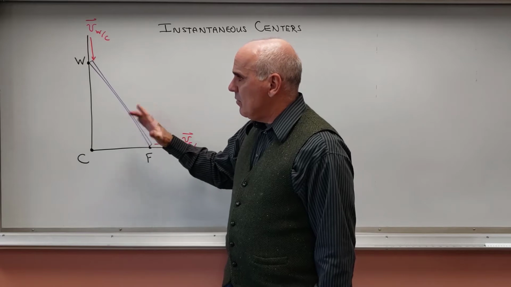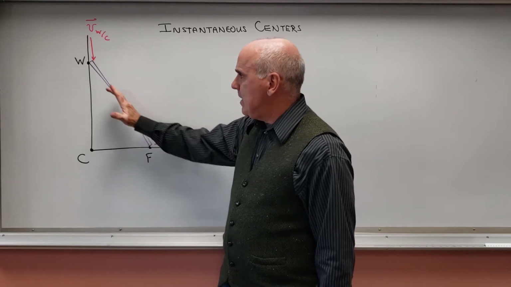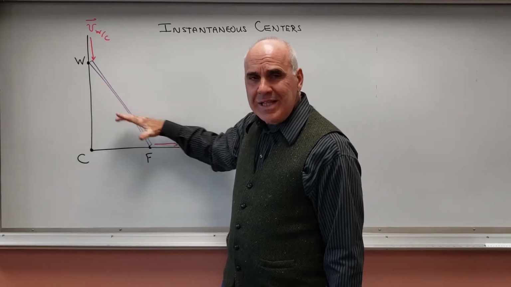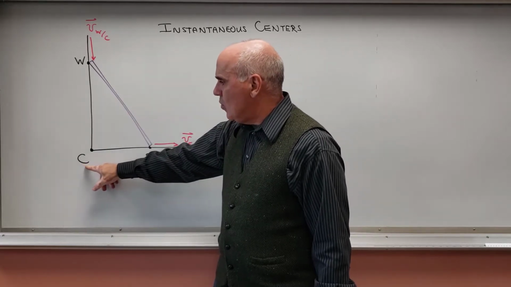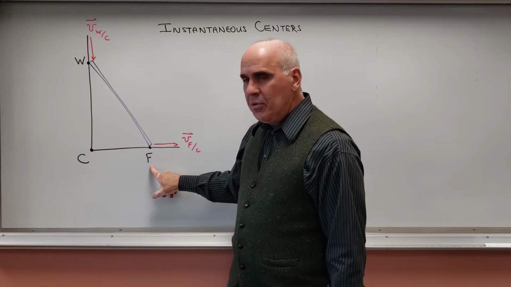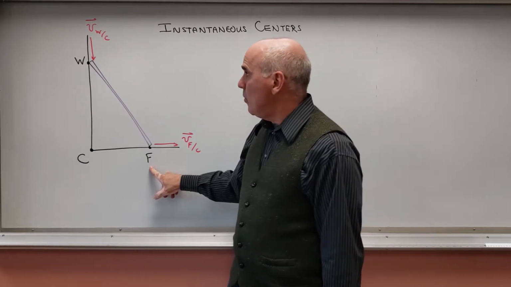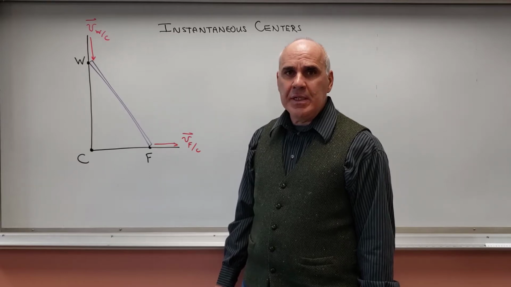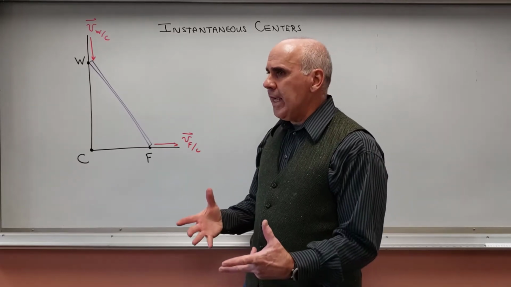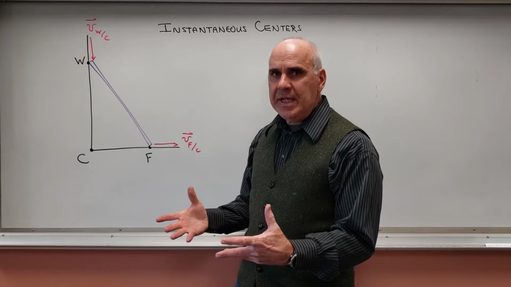A good example of what we could do with instantaneous centers would be, say, a ladder or a board that's sliding down a wall. I've labeled C as the corner of the wall, F is the point where the ladder or the board are on the floor, and W is the point where the ladder or the board are up against the wall. So we're going to look at how this has what we call an instantaneous center.